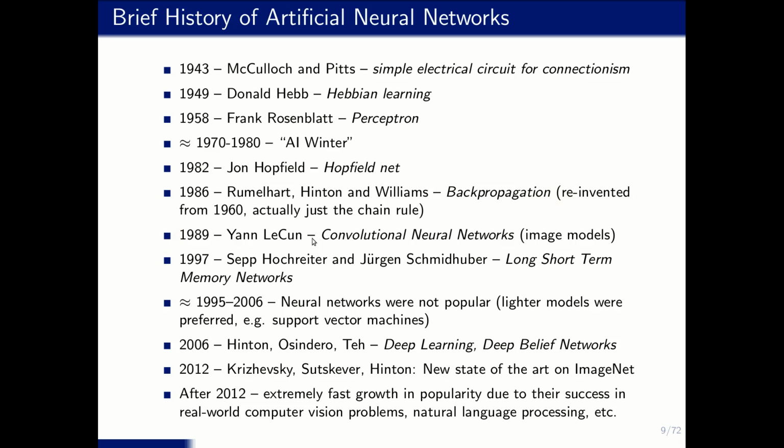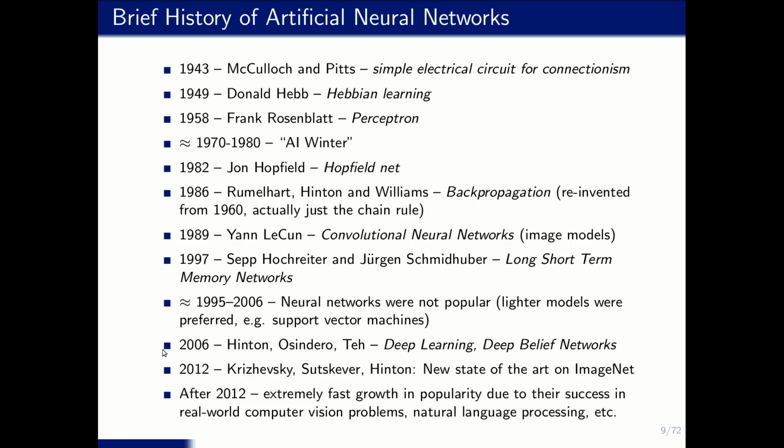In 89, Yann LeCun proposed convolutional neural networks, and they are nowadays the prediction model for images. In 97, long short-term memory networks, a type of recurrent neural network which is suited for sequence data, like natural language. Then there was quite some decline in neural networks, and in the 90s and early 2000s, this was more the time of kernel methods and support vector machines. So this was really prominent back then.